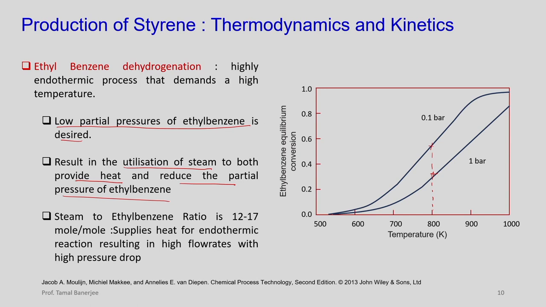But the steam to ethyl benzene ratio is very high, 12 to 17. So, for every 12 moles of steam you can add 1 mole of ethyl benzene as feed. The issue is, while you want to convert an appreciable amount, you need a high conversion, fine, but you also need a high flow rate. High flow rate means you add more and more steam. If you add more and more steam, then the pressure drop increases. So, you have to modify your process variables accordingly.